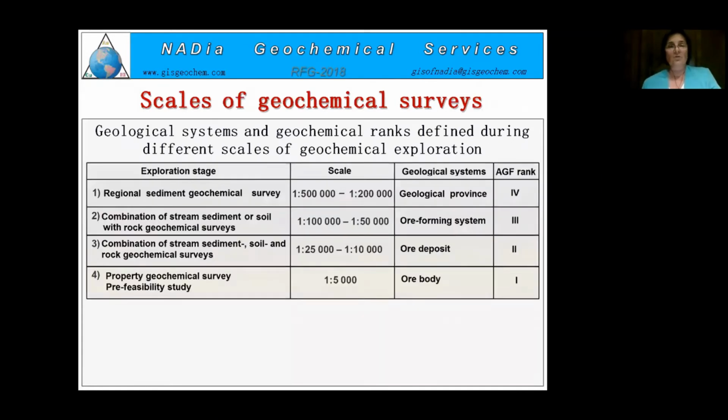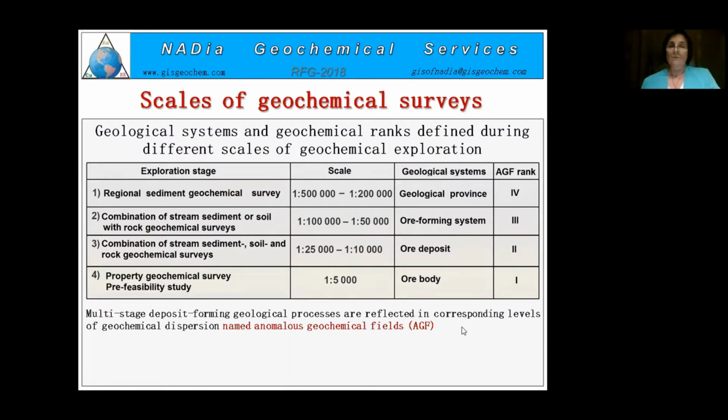So I can show you how geological systems correspond with geochemical ranks, which are defined during geochemical surveys. The table shows you different exploration stages and corresponding ranks. Multi-stage deposit-forming geological processes are reflected in corresponding levels of geochemical dispersion, the name of which is anomalous geochemical fields, and in the table you see ranges of geochemical systems.